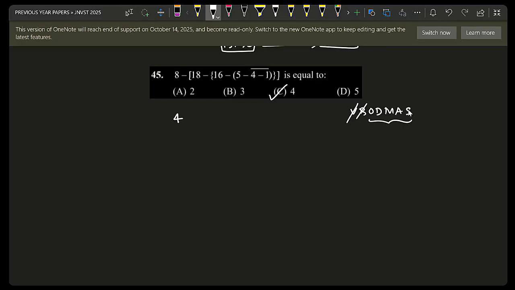So any doubts in this? You can raise a hand. No doubts, simple question. Next. Somebody is raising hand. Sisira, what is your doubt?